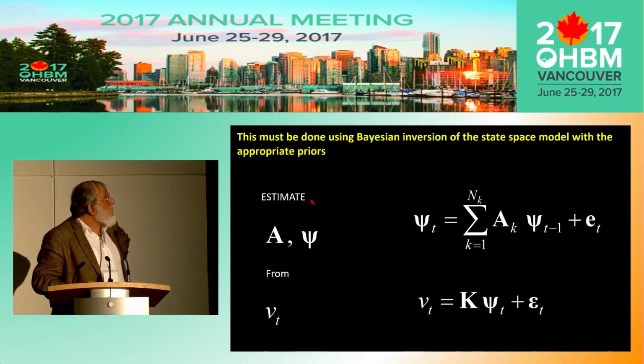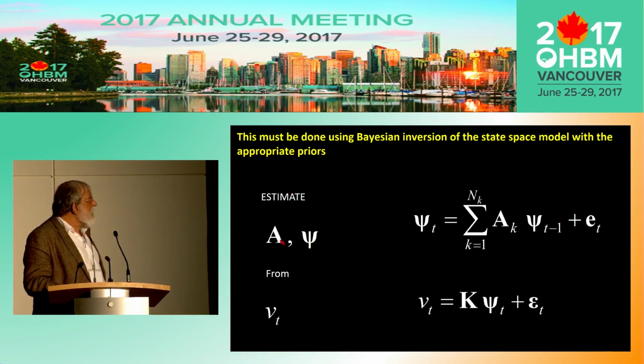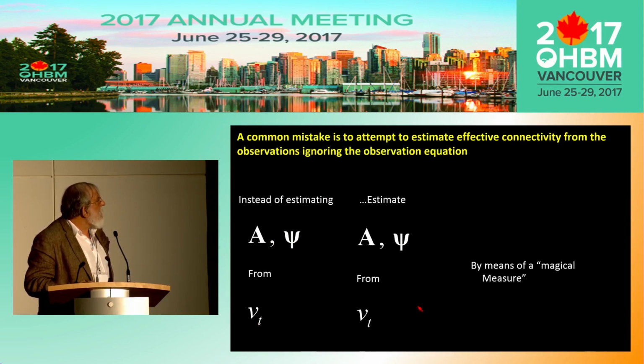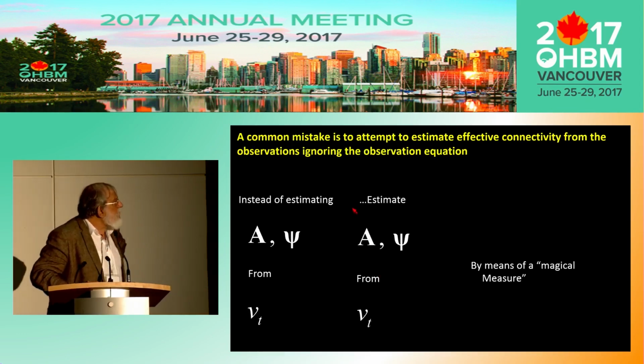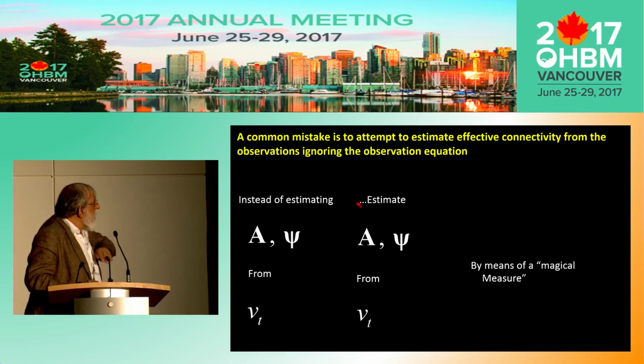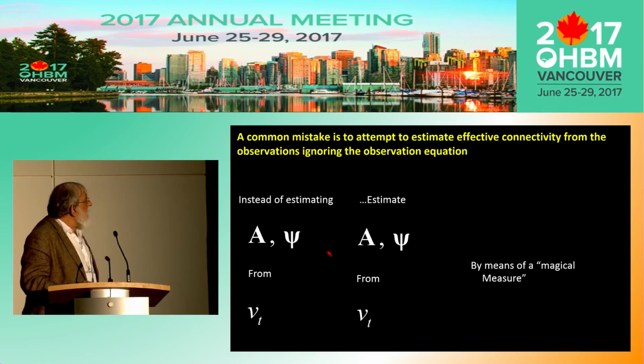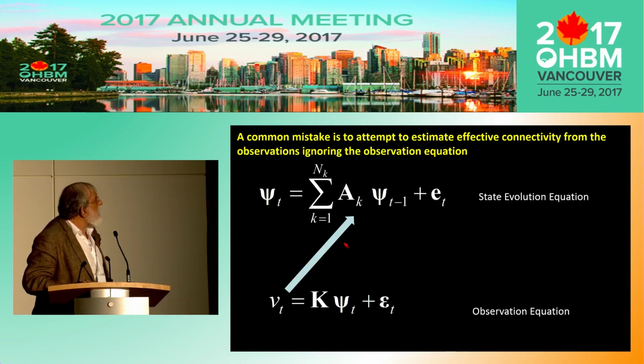Now, one would say that one should estimate the connectivities and the states from the observations. That is to say, we want to estimate the state evolution equation from the data. But people that believe in magical measures say, oh, we can eliminate completely the estimation of this. We can go directly from the voltages to the connectivities. So what they're saying is that we can infer this from this. And I'm putting it quite crudely.